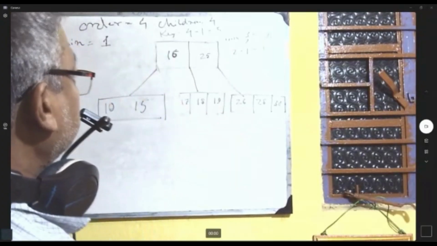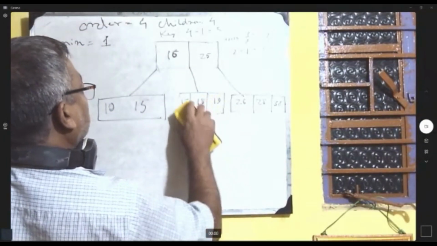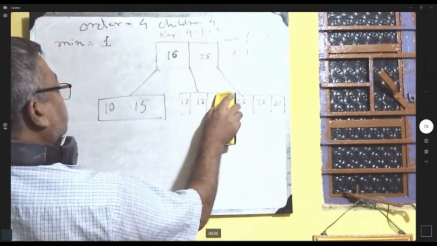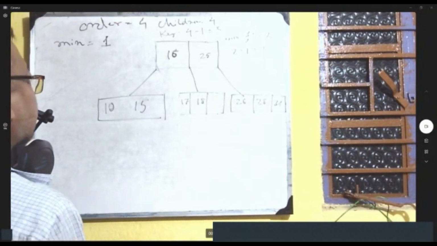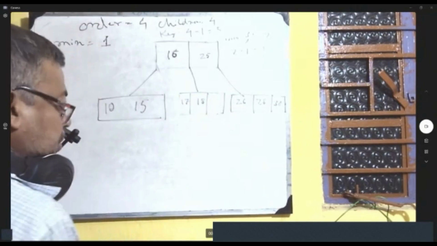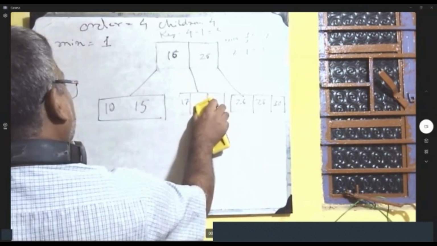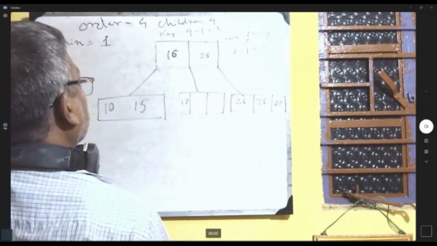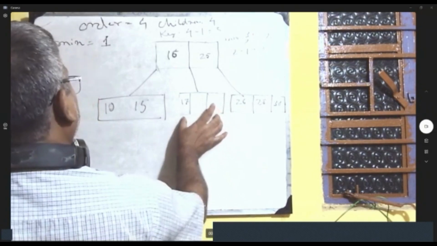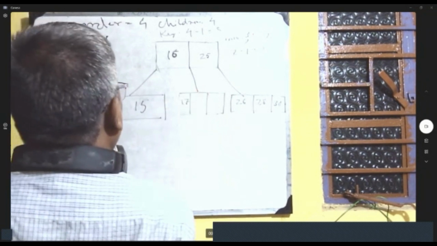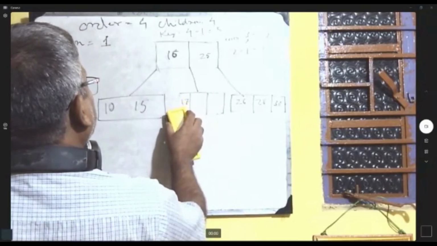Now if we want to delete 19, is it possible? Yes, it is possible because this node contains 3 keys and 1 key is deleted. So 2 keys remain now. It is not violating any rules of the B tree. Now if we want to delete another key, that is 18, is it also possible? Yes, because one key is still here, so no need to borrow from any other node. This is the position.